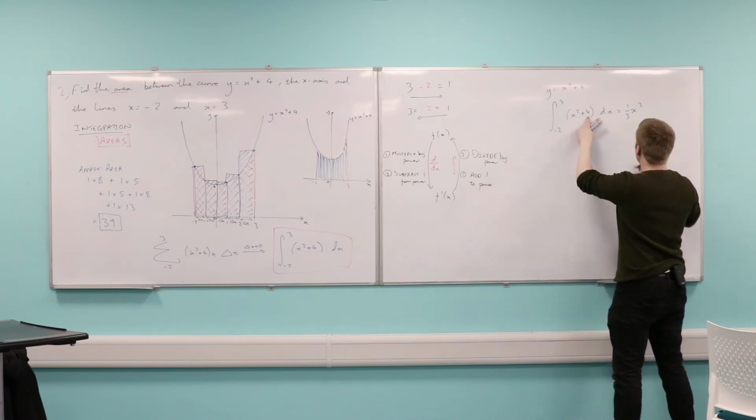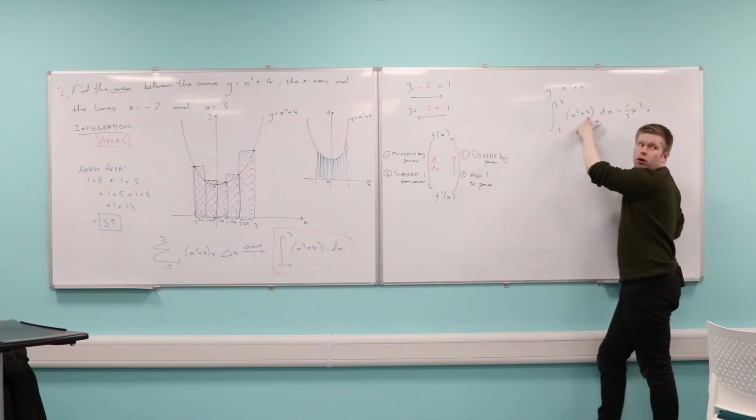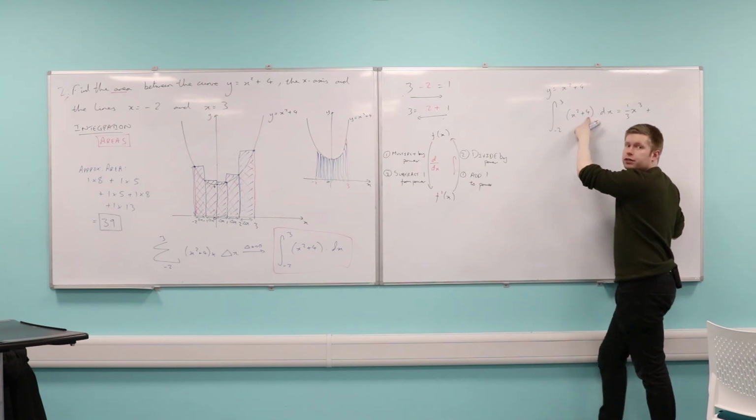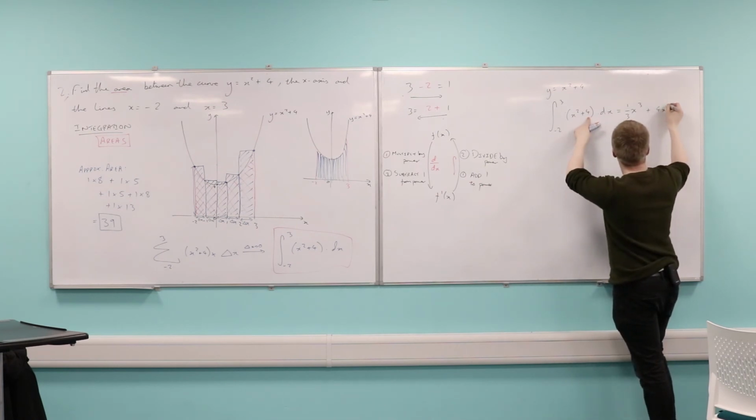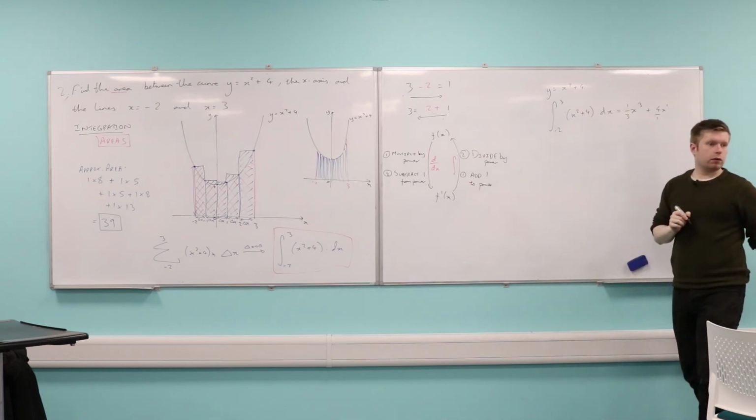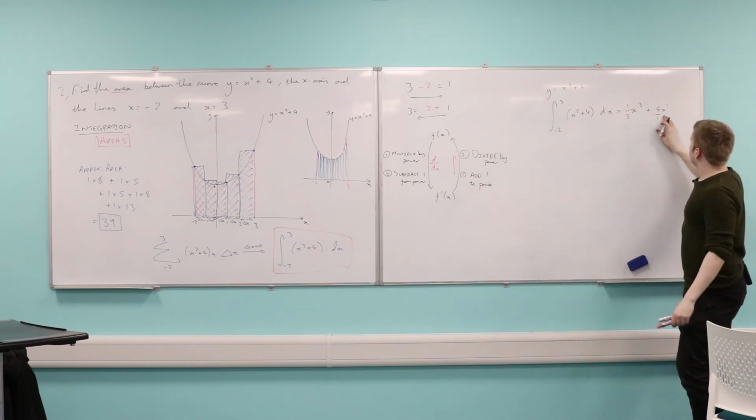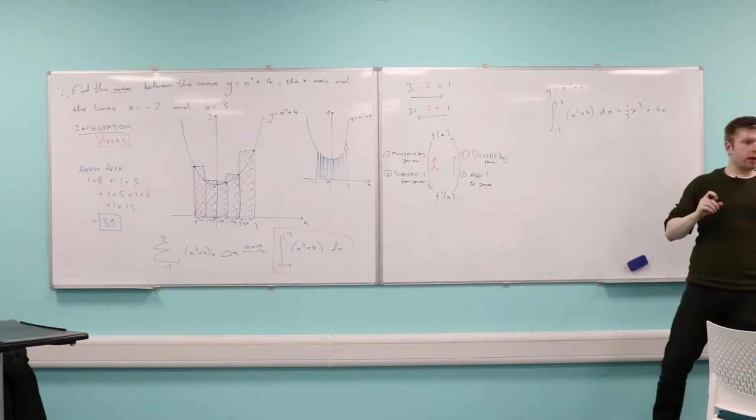Then I deal with the 4. What is the power of x at the moment? 0. It's x to the power of 0. So I need to add 1 to the power and then divide by that new power. Basically 4x. Exactly. It's just basically 4x. You happy with that? Okay.